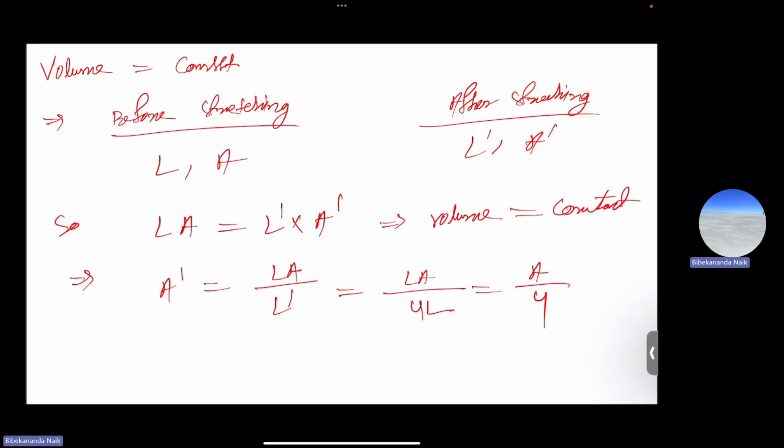So on stretching the wire to 4 times its length, the area of cross section will be reduced to one fourth, because the total volume of the wire remains the same, that is there is no compression on stretching. So the length and the area both are changing. So L prime is 4L and A prime is A by 4.